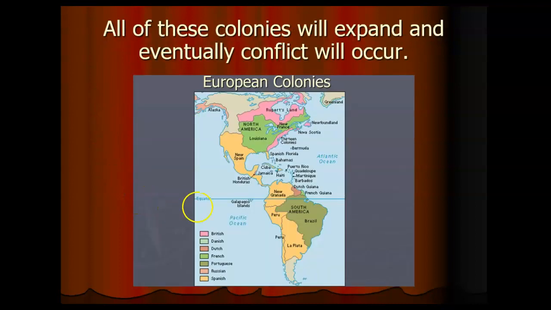So all the colonies, as you see here on this map, are all expanding. And as you can see, especially when we talk about our history, you can see conflict coming because these people are bordered up against each other and eventually conflict will come. And that's where we'll pick up with our study of the period known as the French and Indian War.